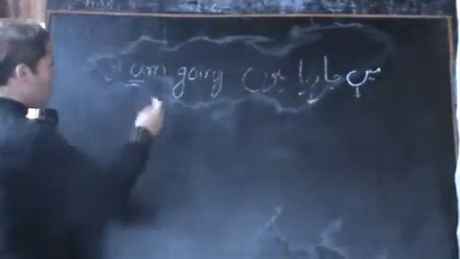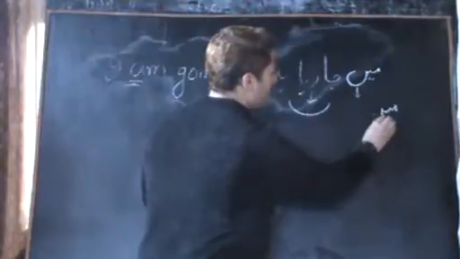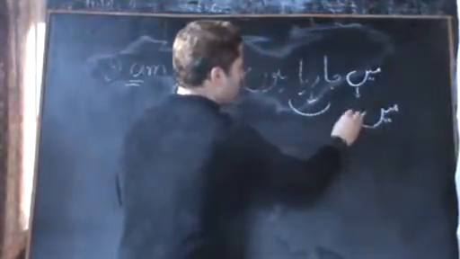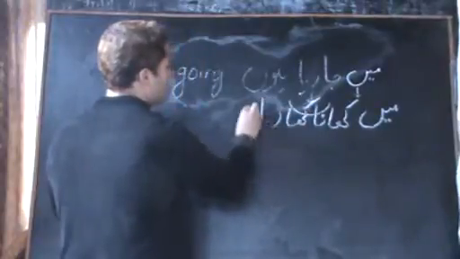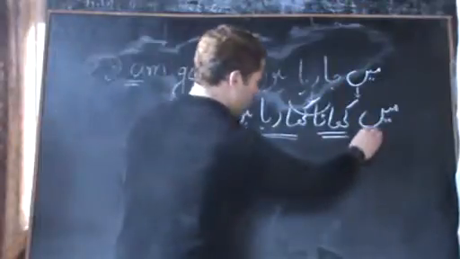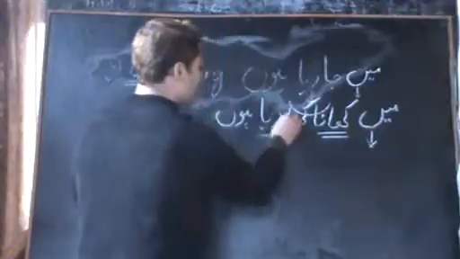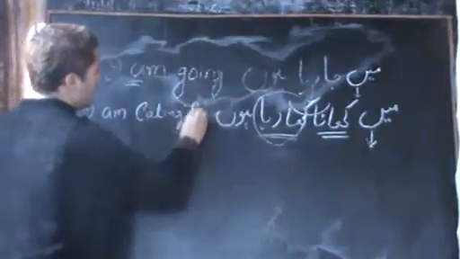So right here, I am going, but when I introduce the object, for example, in case of a transitive verb, main khana kha raha hoon. So in Urdu, after this, we have the object, then we have the verb. But in English, first we have to bring the pronoun, then the verb. For example, I am eating food.